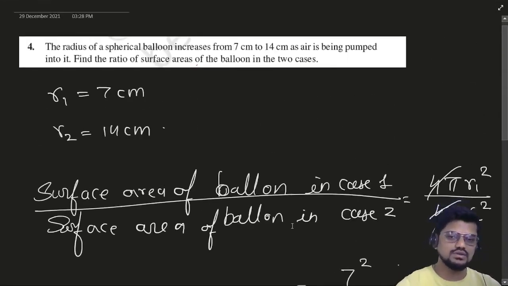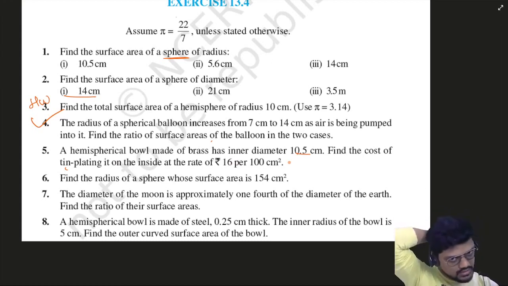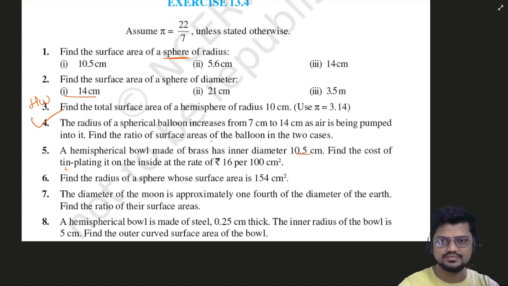Surface area of balloon in case 1 upon surface area of balloon in case 2. Now the next. A hemispherical ball made of brass has an inner diameter of this. Find the cost of tin plating it on the inside at the rate of this rupees per centimeter square. What they have said, a hemispherical ball made of brass has inner diameter, the inner diameter is this. Find the cost of tin plating it on the inside at the rate of 16 rupees per 100 centimeter square. Now 16 rupees per 100 centimeter square. So we'll have to work out the rate properly first.